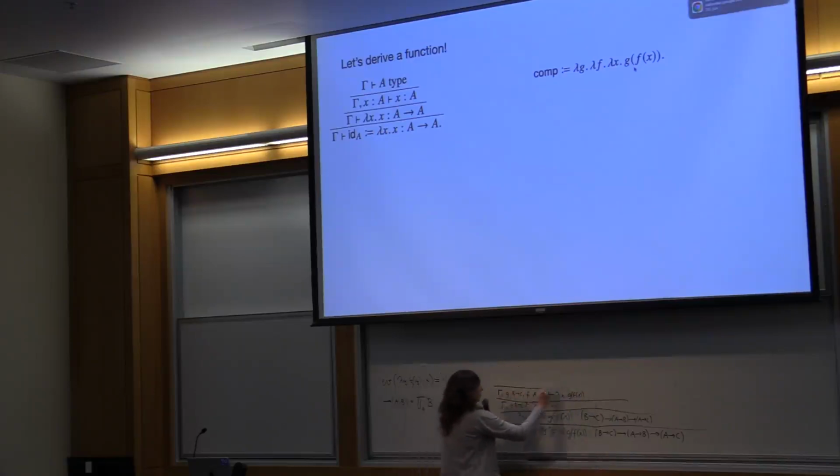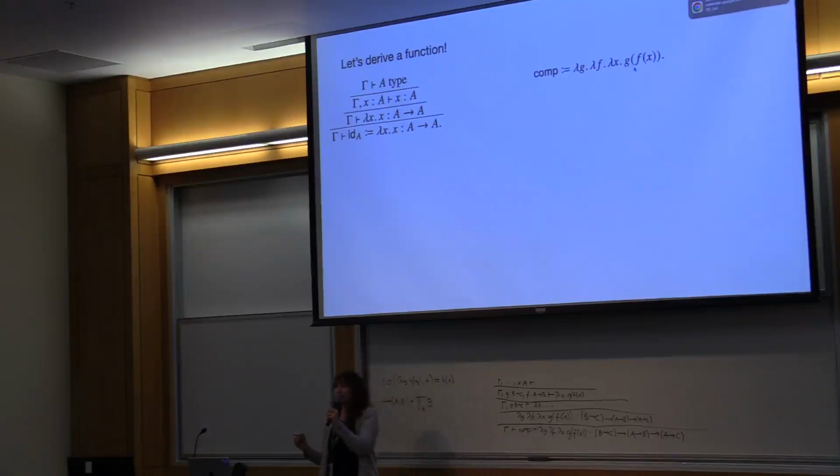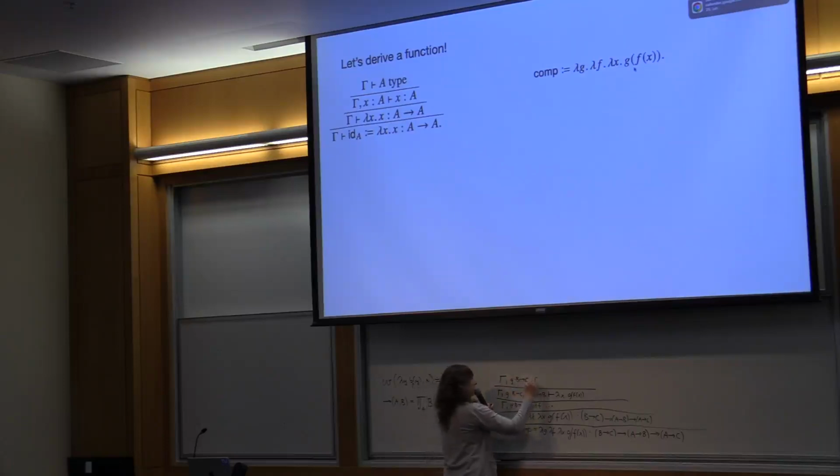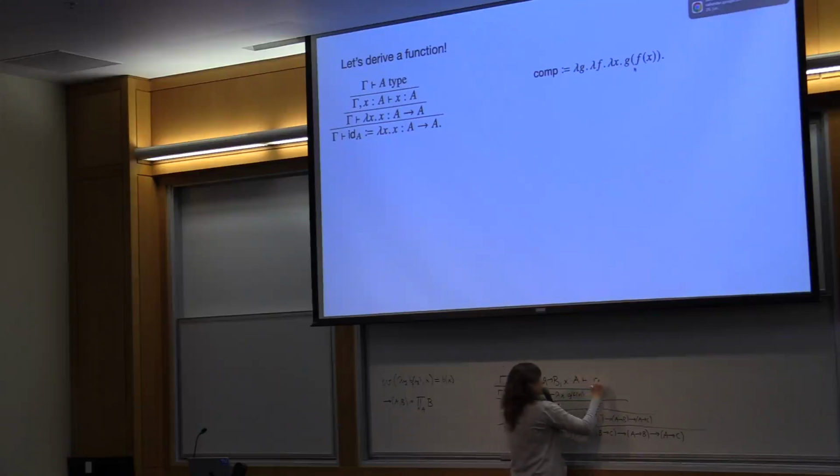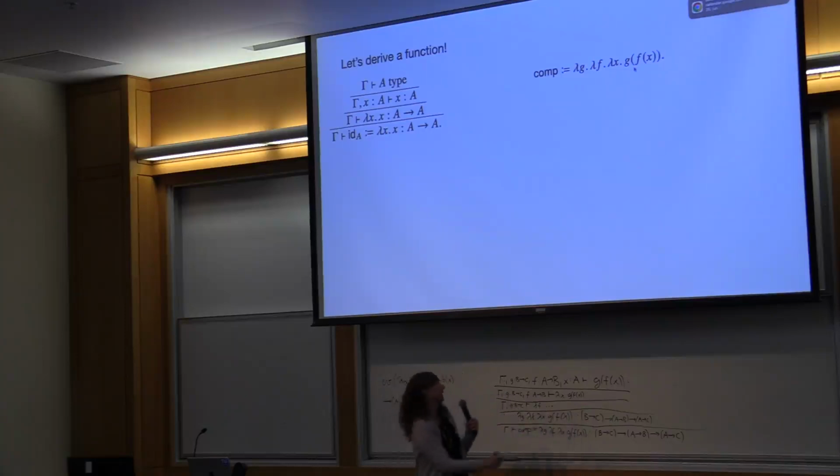Okay? One more time. Please write larger. x of type A. Gamma, g from B to C, f from A to B, x of type A, turnstile g of f of x. Good. Of type C. Good.